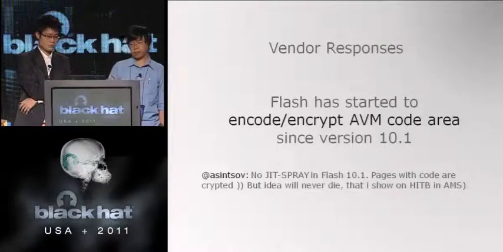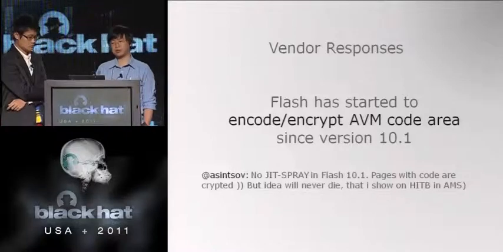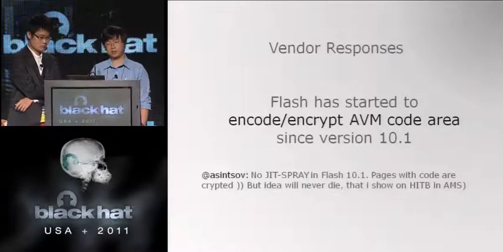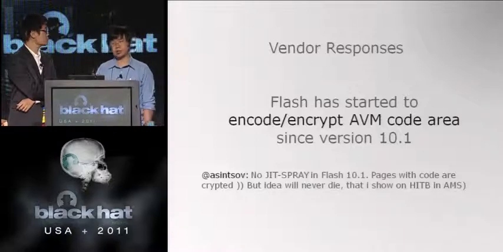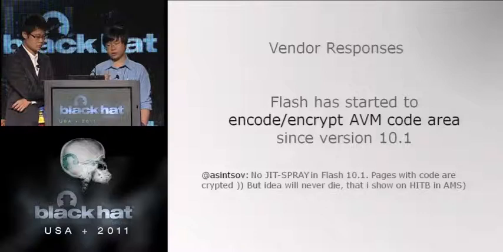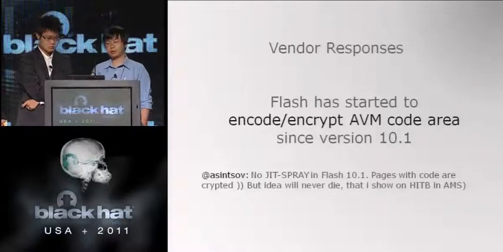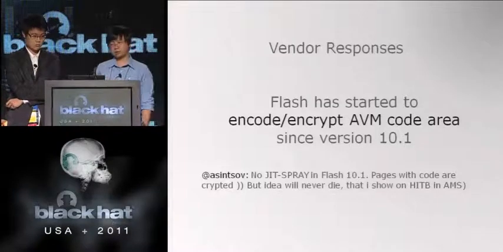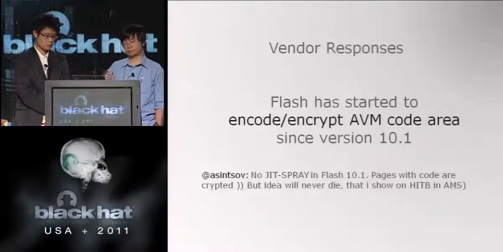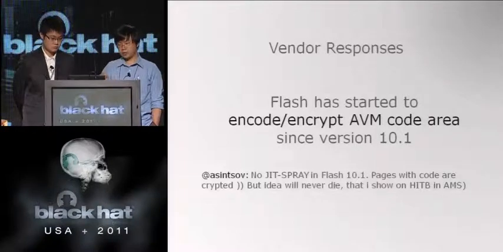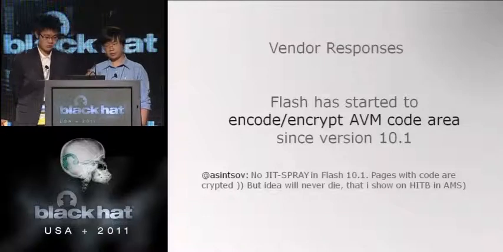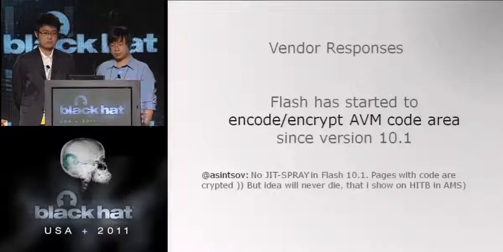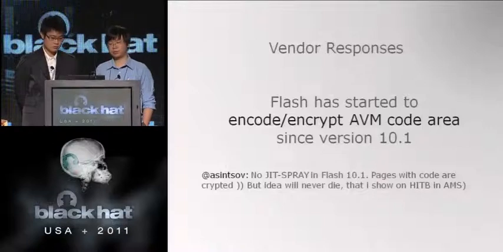And also, Flash has started to encrypt the AVM code area since version 10.1. So Flash JIT spraying doesn't work anymore since 10.1. Not only does it encrypt AVM code, the new version of Flash also provides better ASLR. So it is difficult to write an exploit for Flash. These advanced protection technologies make ROP and JIT spraying more difficult. However, later we will show you how we defeat EMET and bring JIT spraying back again.